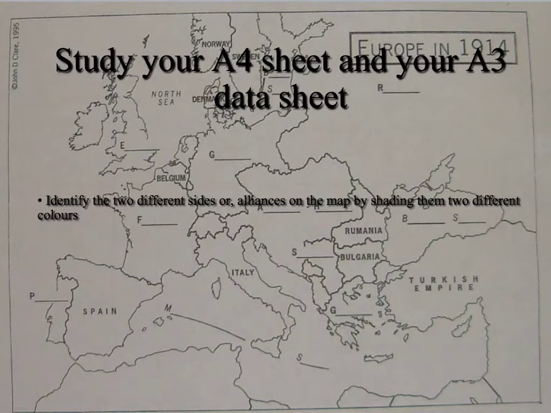Your second task is to identify the two gangs, groups or alliances that the European countries grouped themselves into in 1914. This can be done using the information on the A3 sheet, or alternatively, do a search on Google, type in World War I alliances and click on images, and it will tell you which countries were working together in order to defend themselves against the other group of countries.